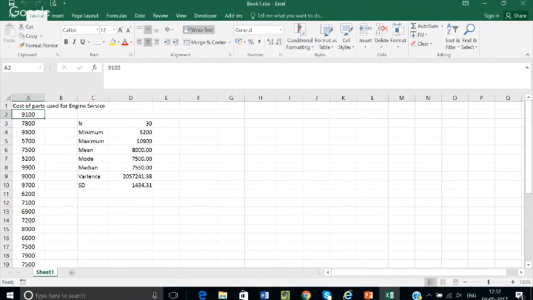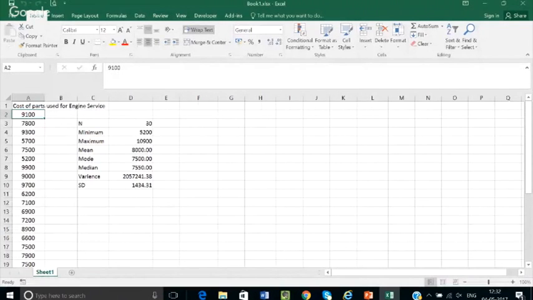So we have to calculate the summary statistics here. First, count is one of the summary statistics, that is n. Here we have to count the data, so here it is 30. So how do we count the number of observations in Excel?